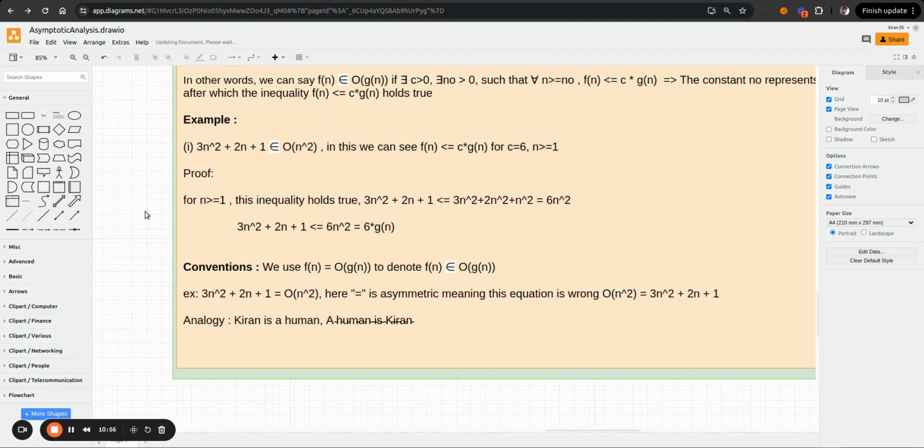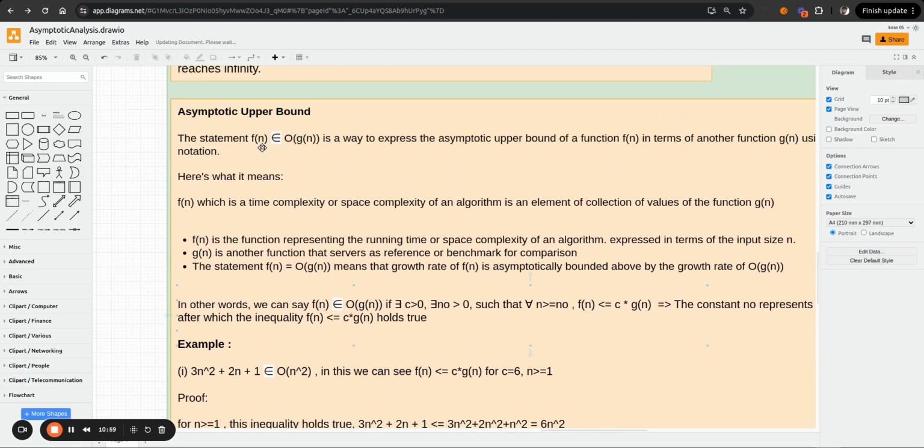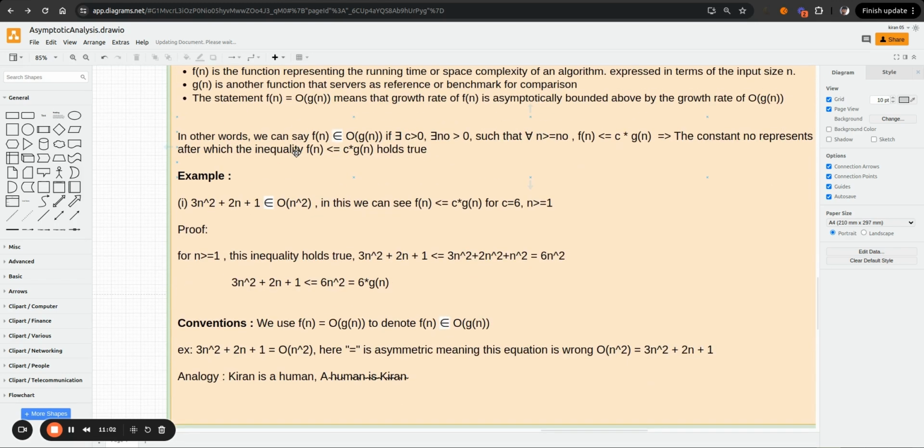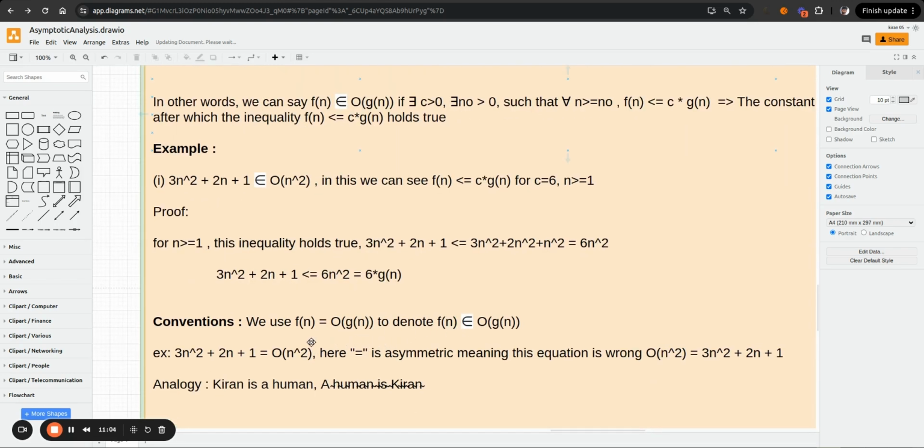Also, one of the common conventions: since here we are saying f of n belongs to big O of g of n, the common way of representing it is not this. The common way of representing is f of n equals big O of g of n. So instead of saying this expression belongs to big O of n square, we commonly convey it as this expression being equal to big O of n square. Here the equality we are using is not symmetric. It is asymmetric, meaning that if we say this is equal to this, it doesn't mean that big O of n square is equal to 3n square plus 2n plus 1.